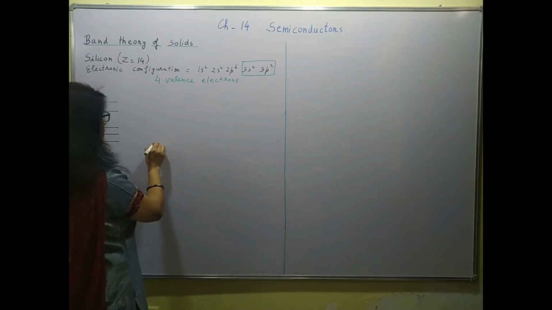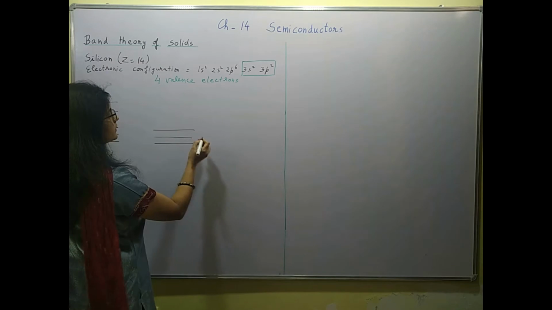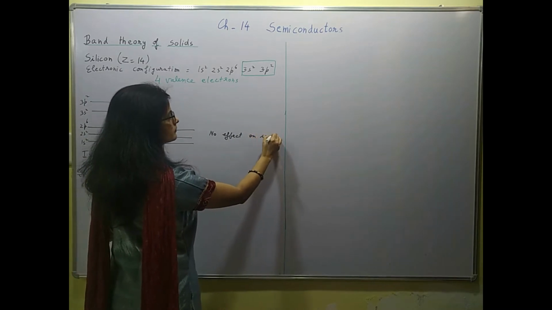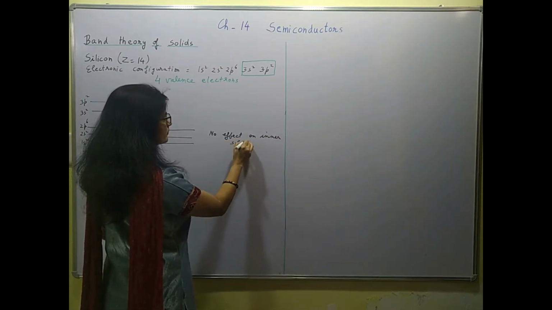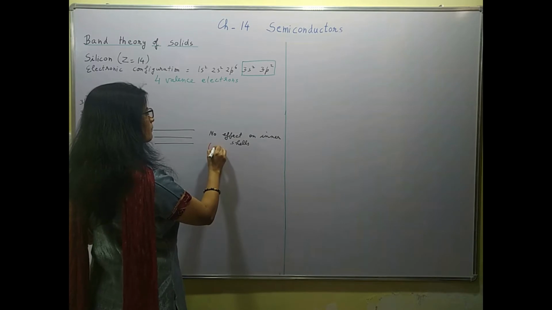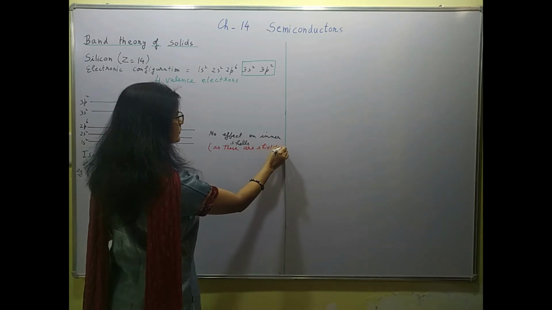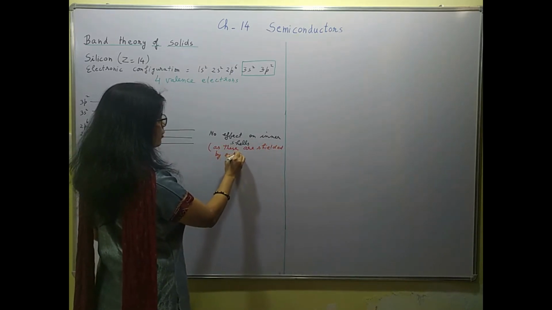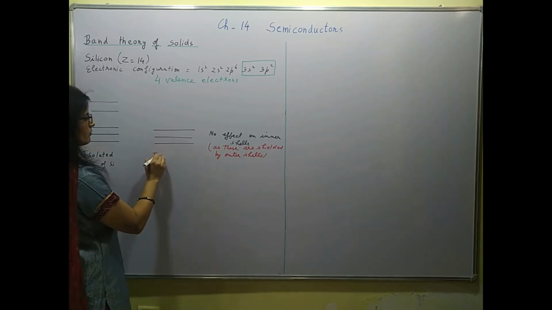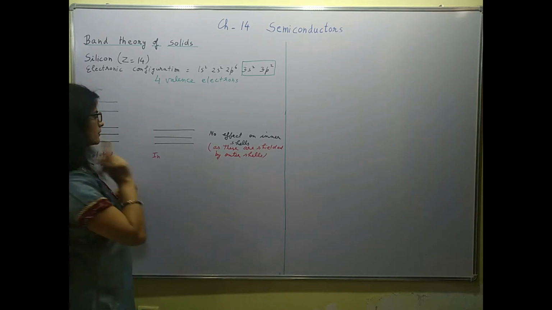Now when these energy bands are formed, we'll discuss this in detail. There is no effect on the inner shells. Why? Because these are shielded by the outer shells. So this I am talking about when the crystal is formed due to the interaction of the isolated atoms, when these are brought together to form a crystal.